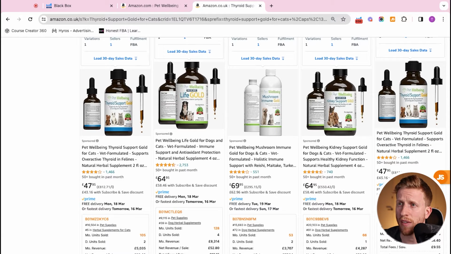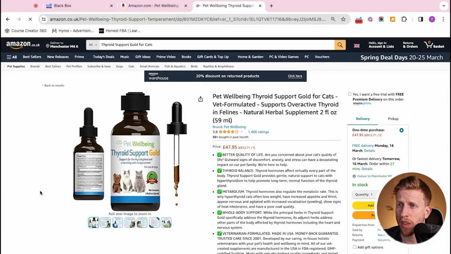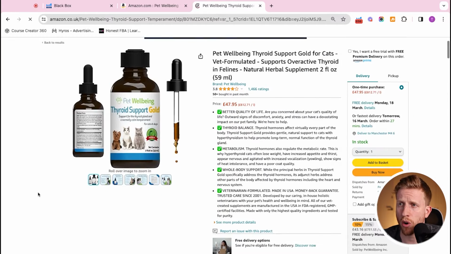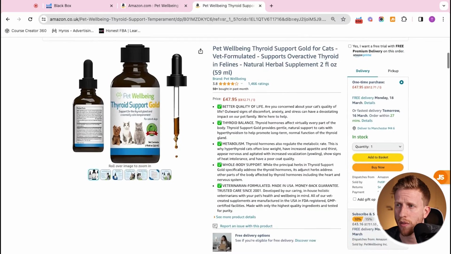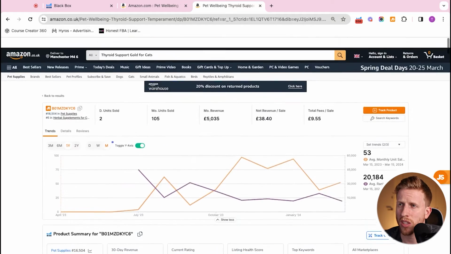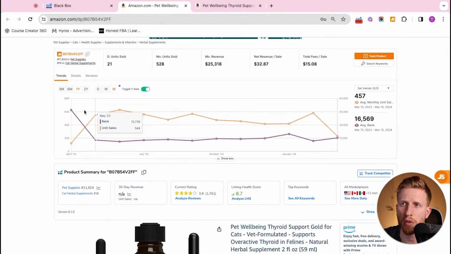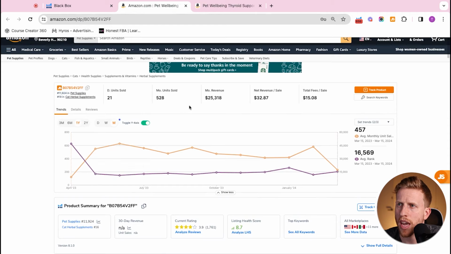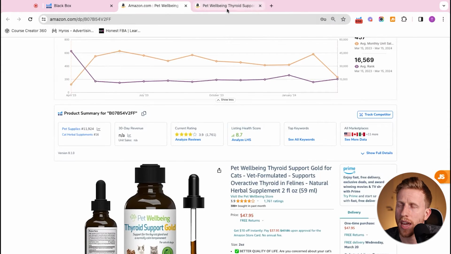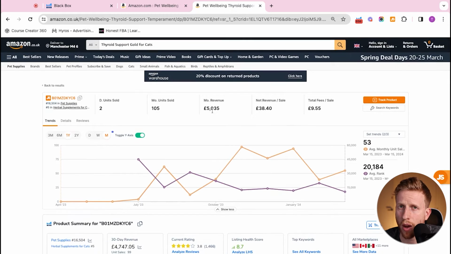Thyroid support for cats or whatever, if you ask your parents if they gave their dogs thyroid support, I guarantee that they'd be like, what? Because these sorts of products didn't exist. But here's a great example of where looking in 2 different markets is very useful. It's very useful because in the US, this product is doing $25,000, right? In the UK, it's only doing £5,000.